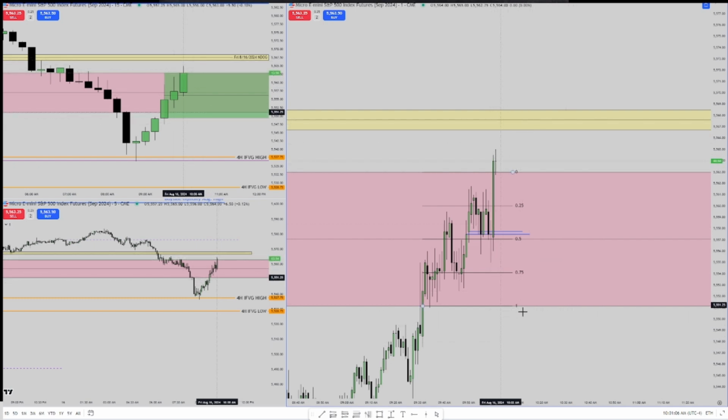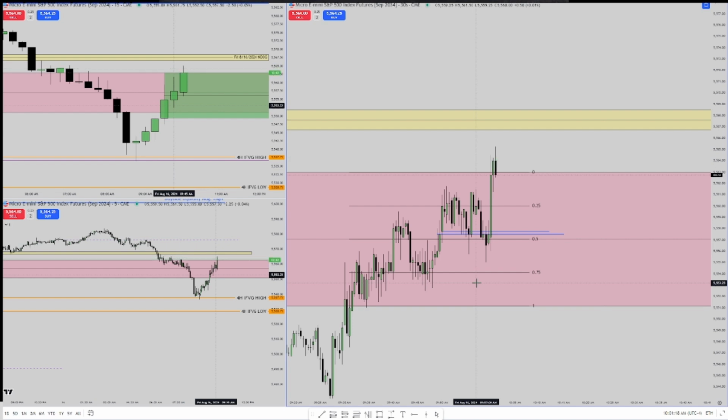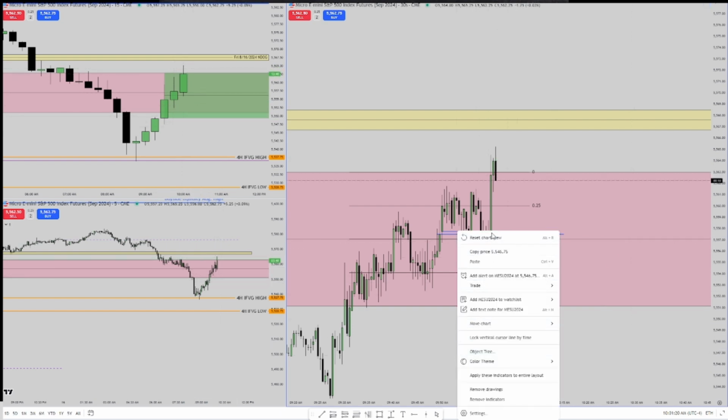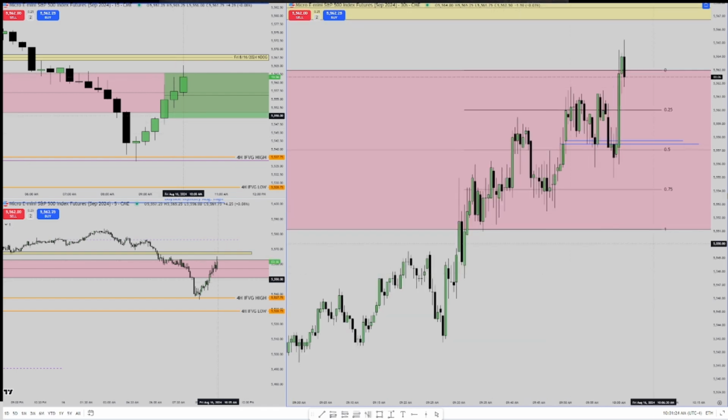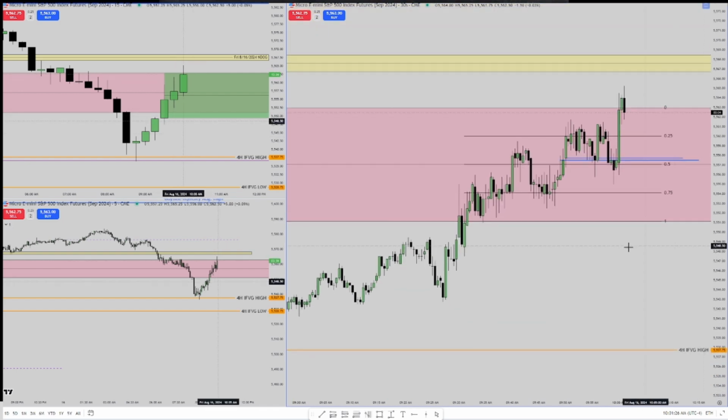So I don't want to chase it, because if it comes back and reverses on me, then I take a bigger loss than what I originally wanted to. So what I'm going to do is go down to a 30-second chart. I'm going to reset my chart here so that I can see the levels a little better.